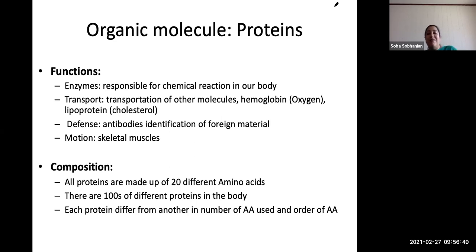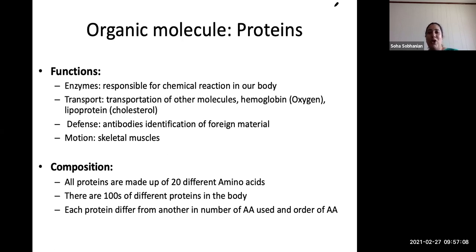How many of you guys have heard of antibodies before? Especially nowadays with this whole COVID, right? Correct. So antibodies, we take vaccination because we want to build antibodies. What are antibodies? Antibodies are proteins. So the defense of our body depends on it.